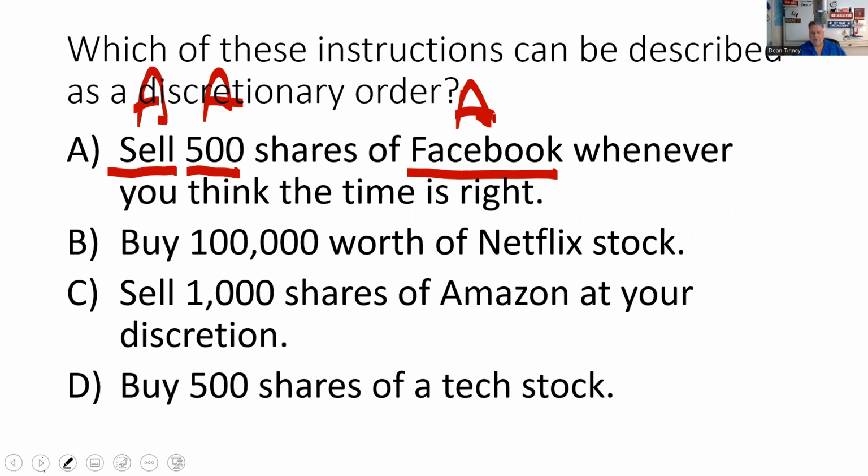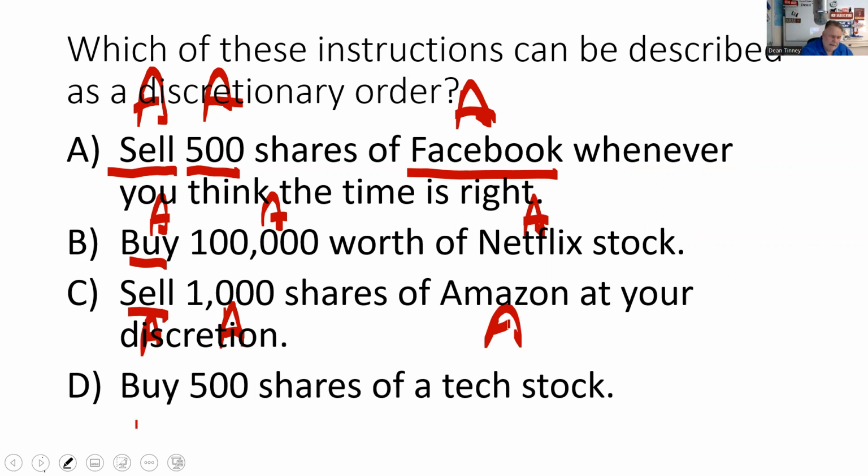The three A's are present. That is not a discretionary order. Time and price, remember, is getting good execution. Happens all the time. Here, buy, there's our action. There's 100,000, there's our amount. There's the asset, Netflix. The three A's are present. It is not a discretionary order. Let's look at our next one. Sell, there's our action. There's our amount, and there's our asset. The three A's are present, not a discretionary order.